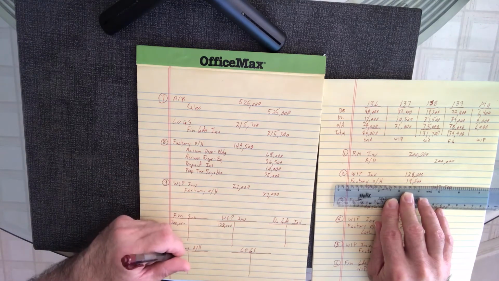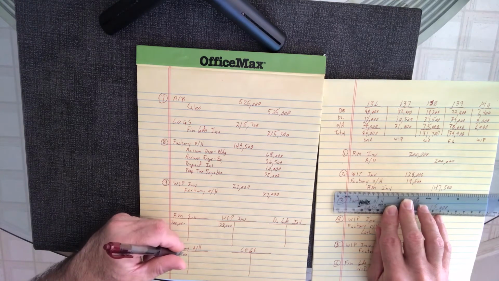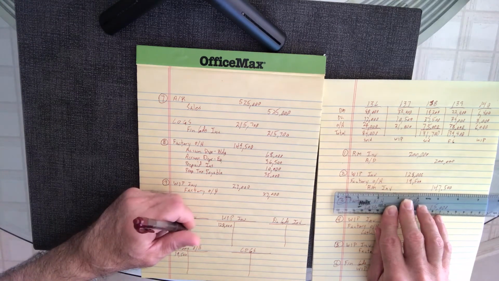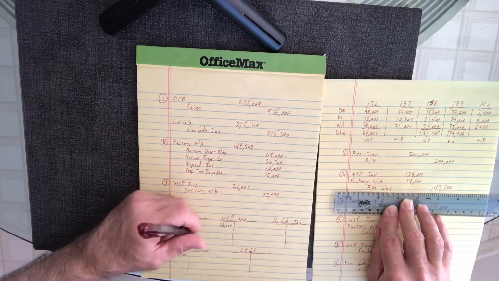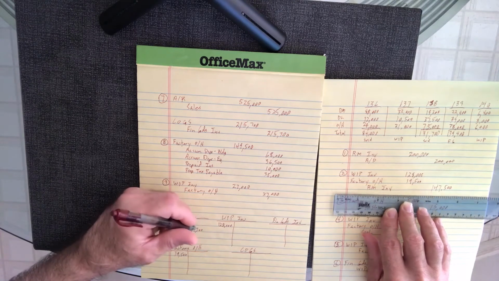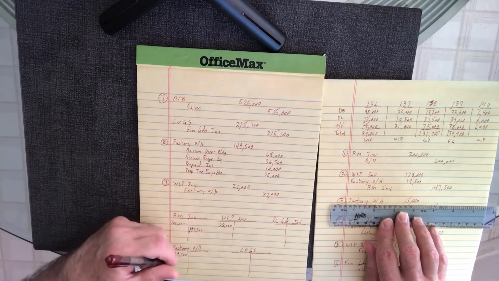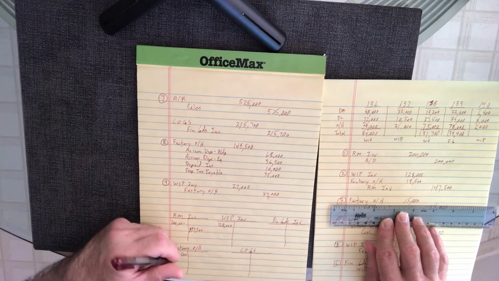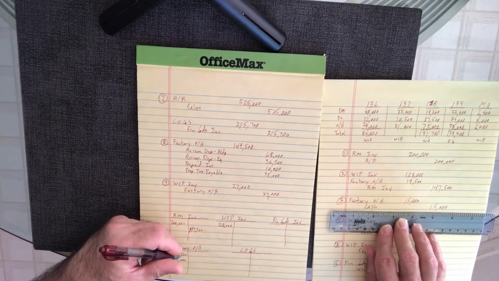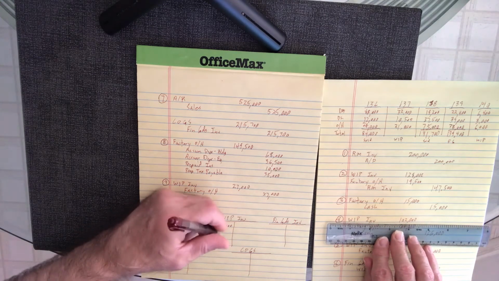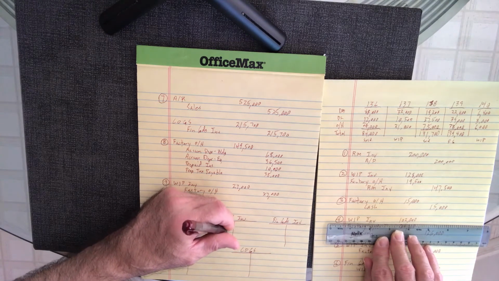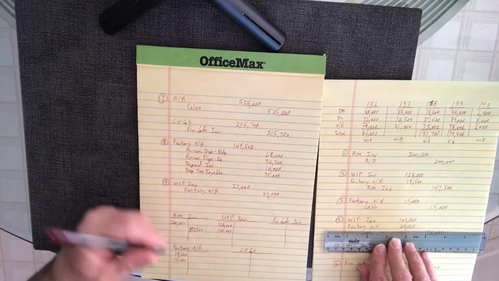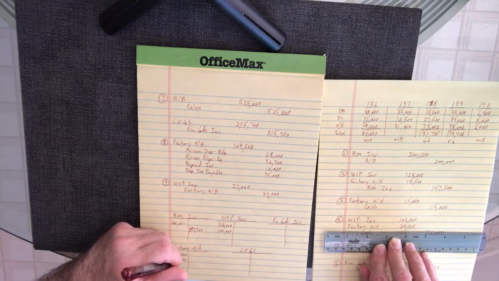Factory overhead, 19,500 debit. Raw materials inventory, credit, 147,500. Factory overhead, 15,000 debit. Cash, nope. Work in process inventory, 102,000. It's going to be a little squished here, I think. Factory overhead, debit, 24,000.